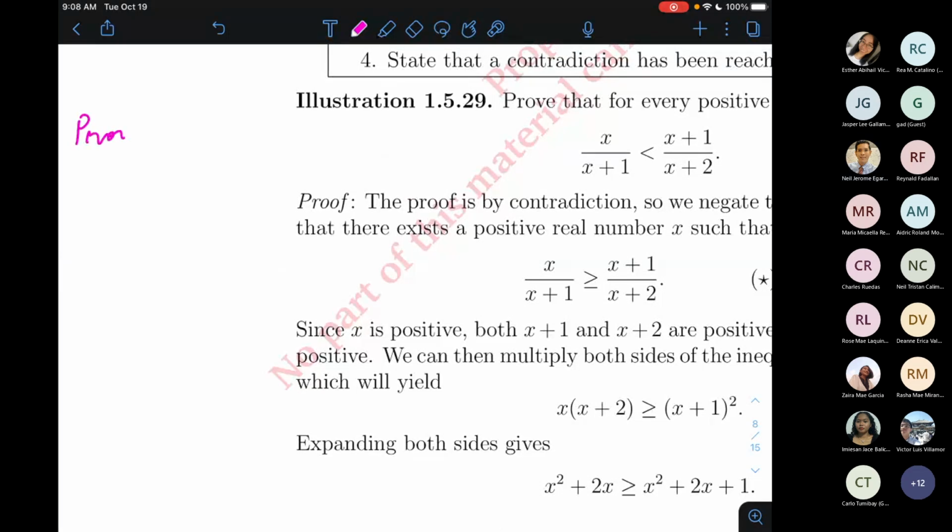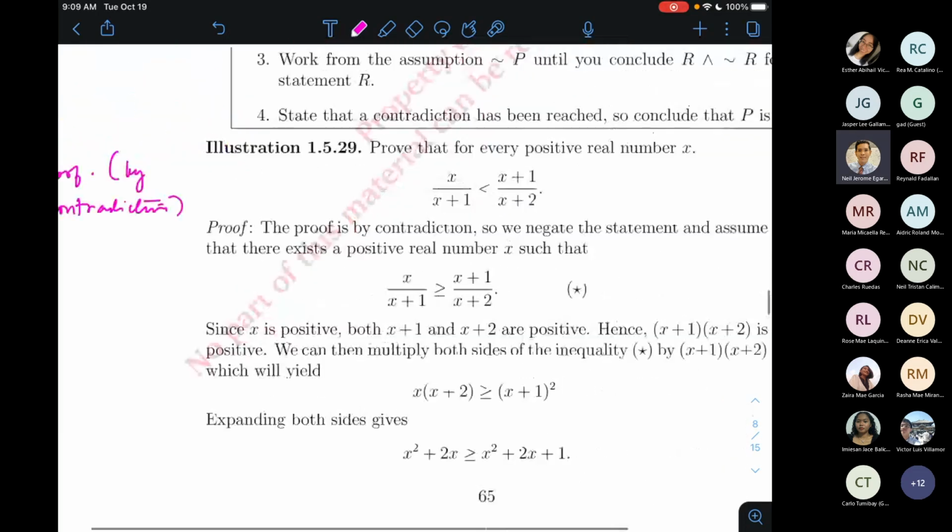So proof. Okay, usually you can write "by contradiction" just to tell the reader na ang ginagamit ko dito ay contradiction, hindi contraposition. Now, we are asked to prove that for any positive real number x, this inequality is true, right? So this is our P, a positive real number x. Ito yung Q natin. Yun yung conclusion. x over x plus 1 is less than x plus 1 over x plus 2, right?